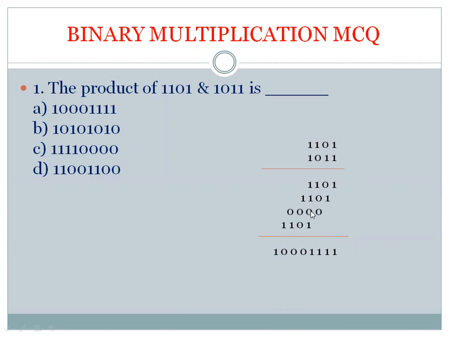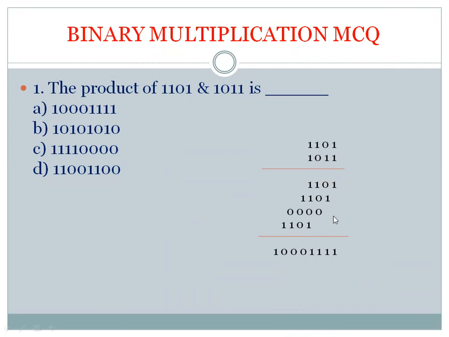Therefore 0, 0, 0, 0. This is the result. And 1. The next bit of the multiplier is 1. This is nothing but the MSB of the multiplier. So when we multiply with the multiplicand, we get the value 1, 0, 1, 1. So let me add this row.